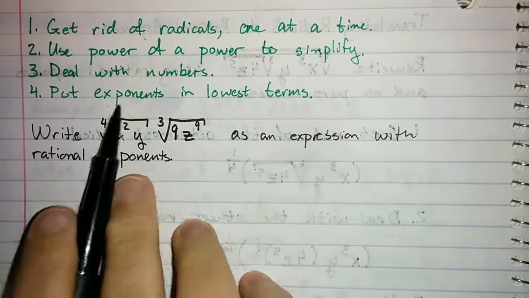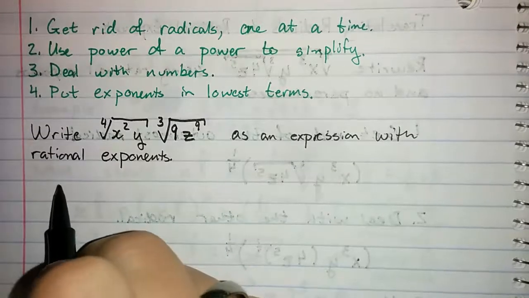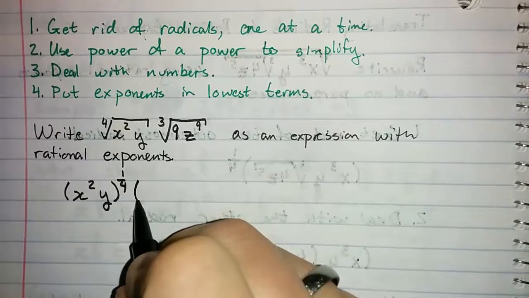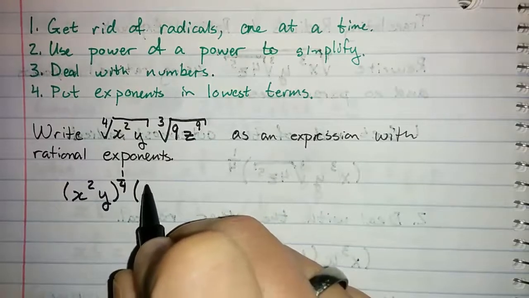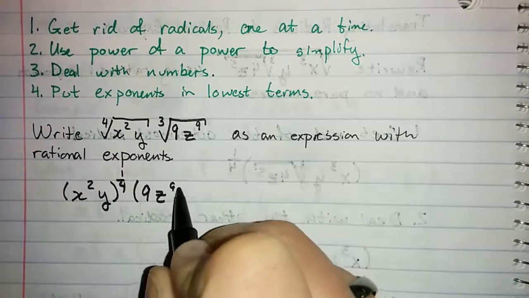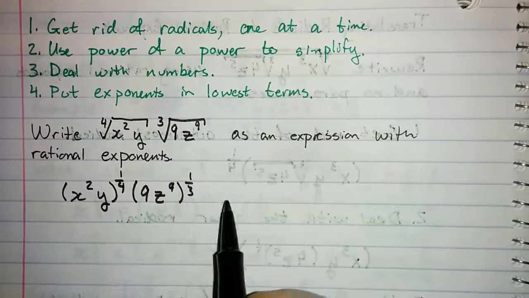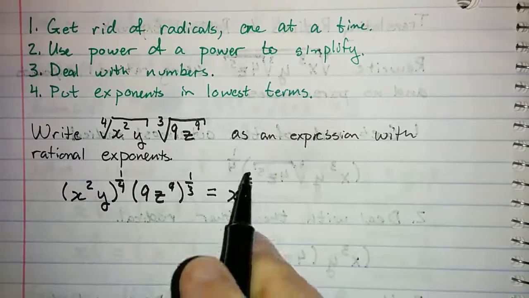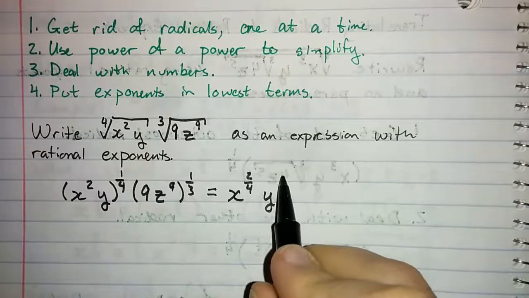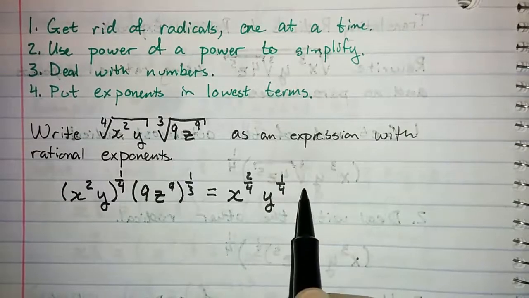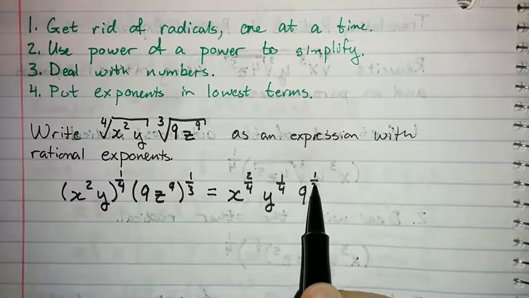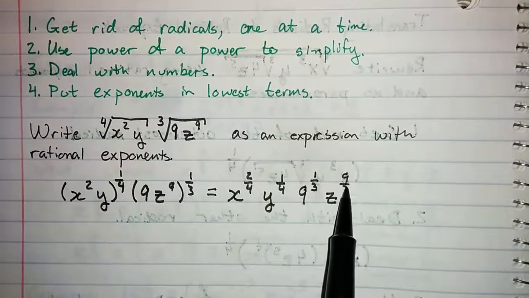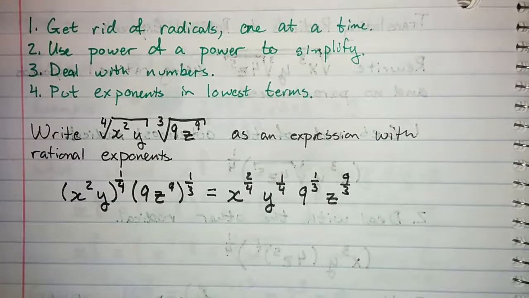All right. So I'm going to get rid of the first radical first, and I can get rid of the second radical in the same step because they're not nested inside each other or anything weird like that. And now I'm going to use the power of a power rule to simplify this. 2 times 1/4 is 2/4. 9 times 1/3 is 9/3. Now I'm going to deal with the numbers.